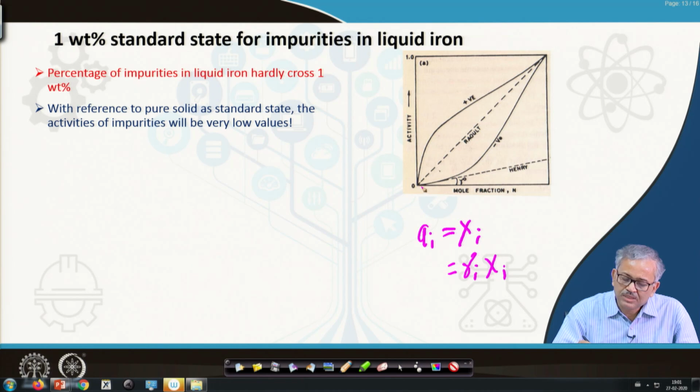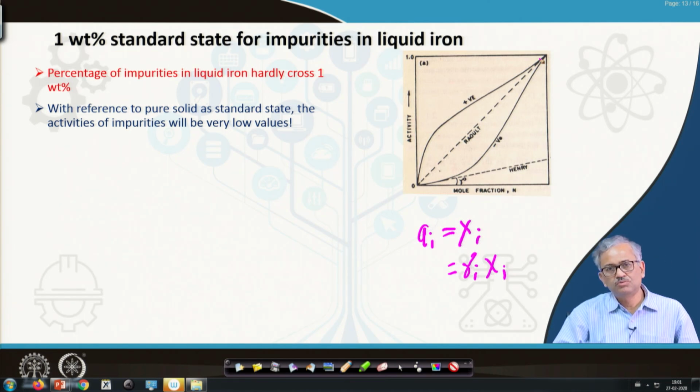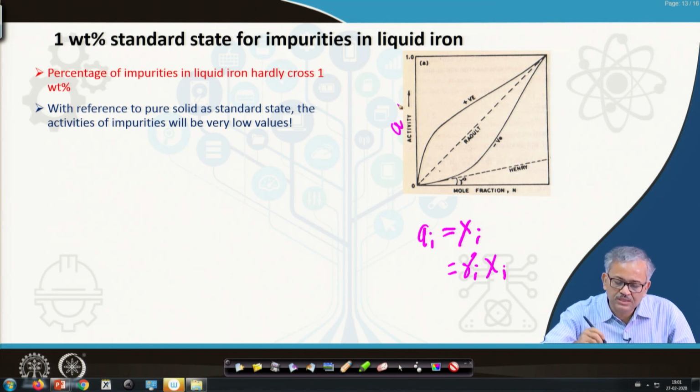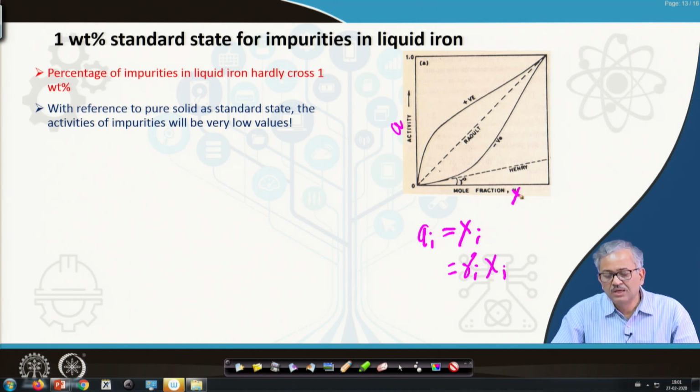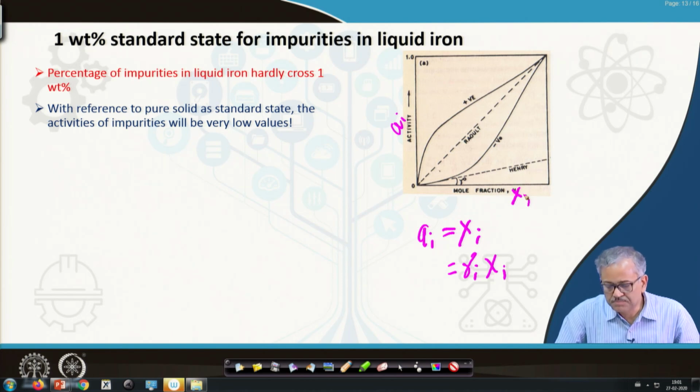But in some other case, when there is a positive deviation, the activity composition relationship is like this. This is called the Raoultian scale. Activity is represented here in terms of a_i, this is called the activity with the mole fraction. This is the mole fraction xi and the activity of i. So, this is the xi versus activity relationship.